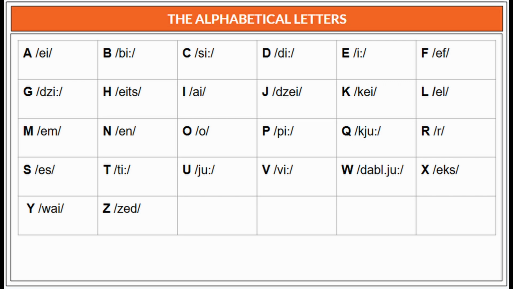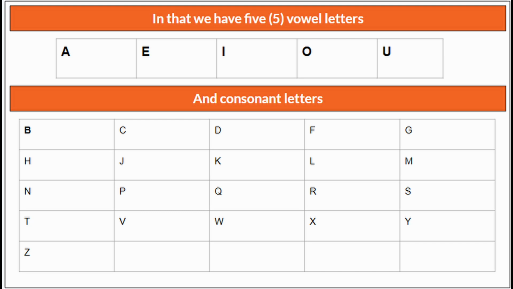All right, in that we have 5 vowel letters. We have the vowel A, we have the vowel E, we have the vowel I, we have the vowel O, we have the vowel U. Those are the 5 vowel letters that we have in English. And now all the remaining ones are consonant letters.